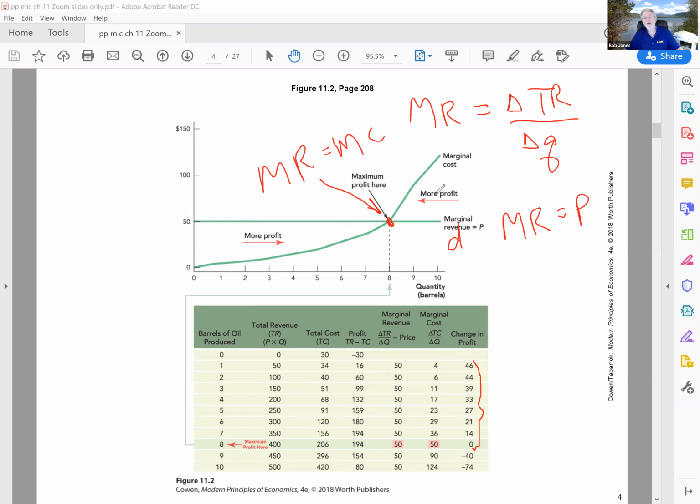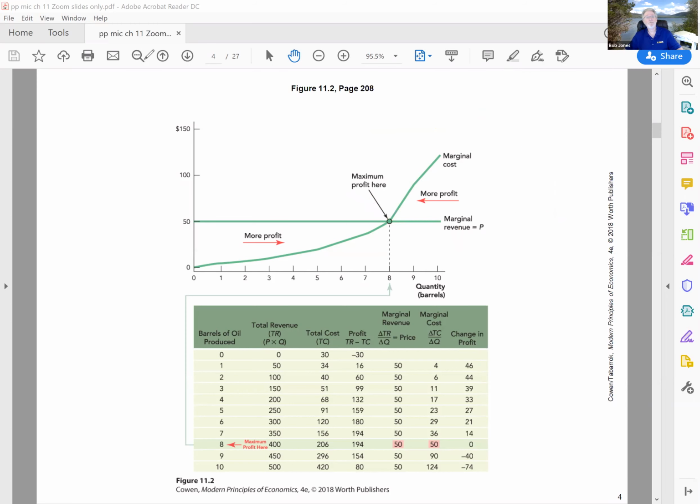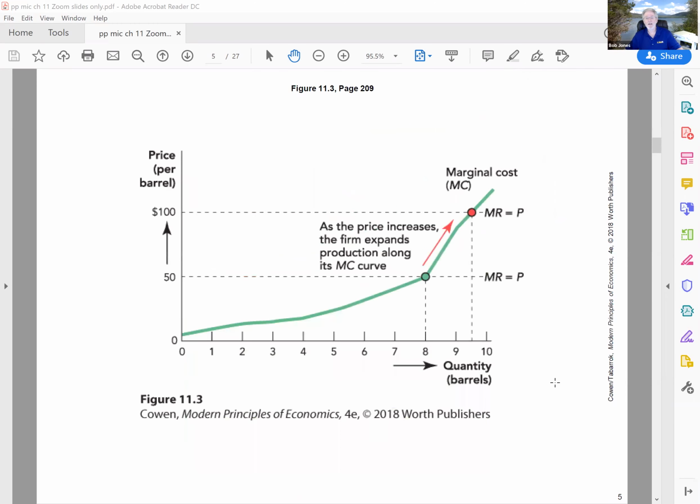Okay? And that's what this is saying up here, that if the firm were producing, say, 10 units, they're producing too much, and so they would get more profit if they cut back. If the firm stops anywhere in here, they would get more profit if they expand. And so the logic of that shows, where they want to be is right here at where MR equals MC. Okay? Question about that?